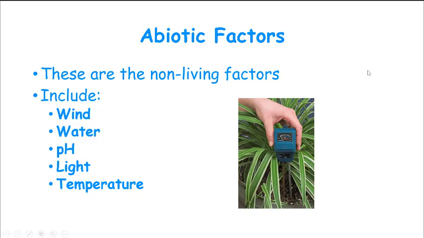So firstly, the abiotic factors, what we're saying is that they are non-living factors. So these things include wind. So how much wind is in an area might affect the organism, and this can be measured using an anemometer. Now, the next thing is water. So this can be the amount of water available or even the soil water content. Now, this can be very easily measured.